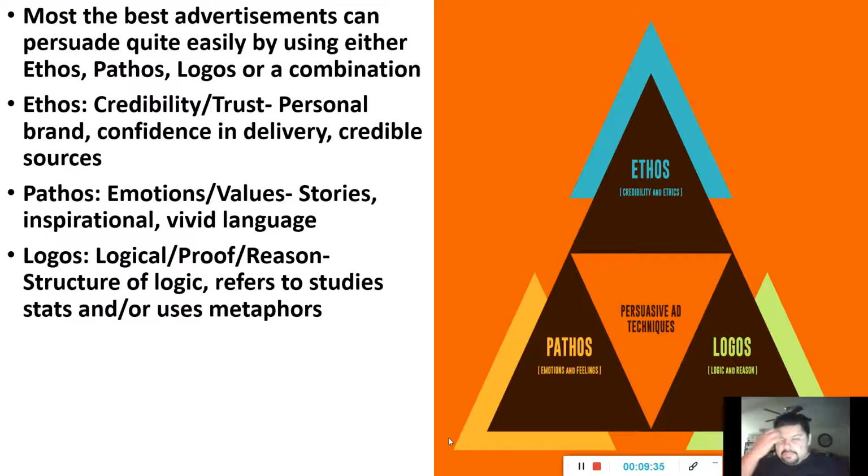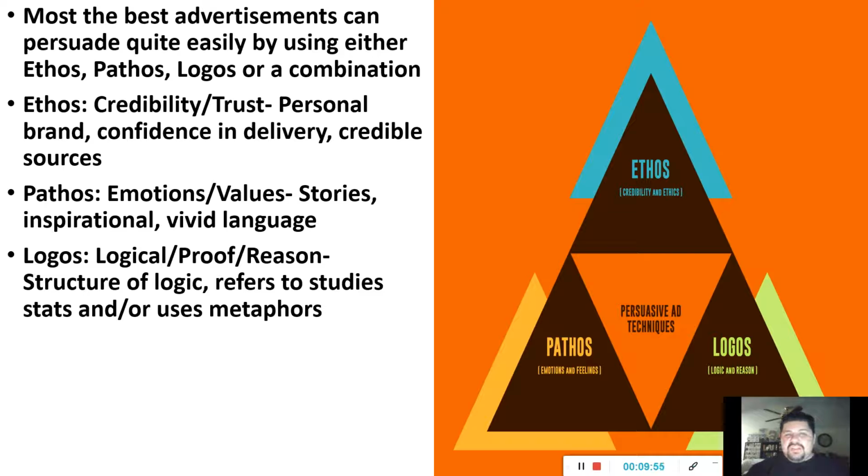Now, here's the thing too. A lot of the best advertisers persuade by using one of three things: ethos, pathos, logos, or they may use a combination. Forgot about that one. Sorry about that. They could combine two to persuade you to buy something.